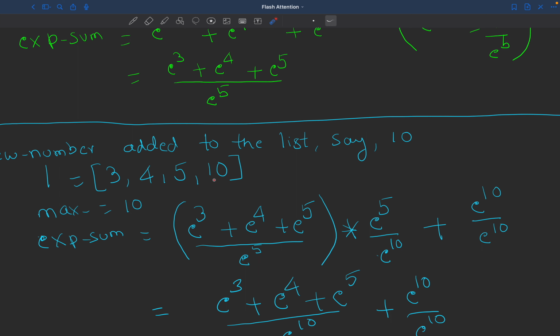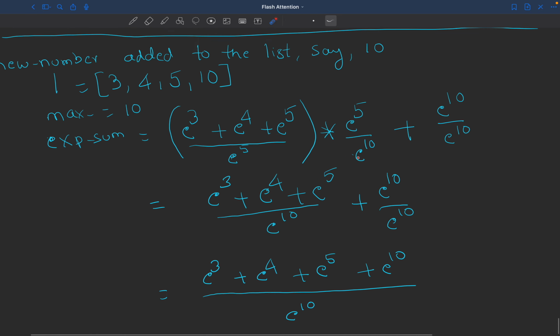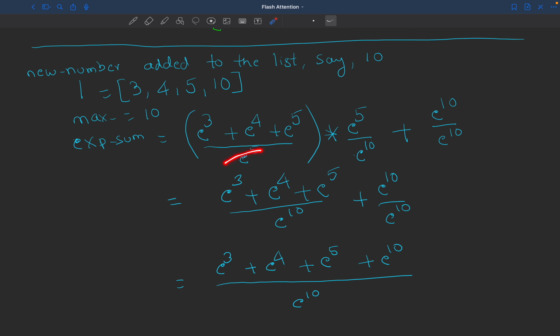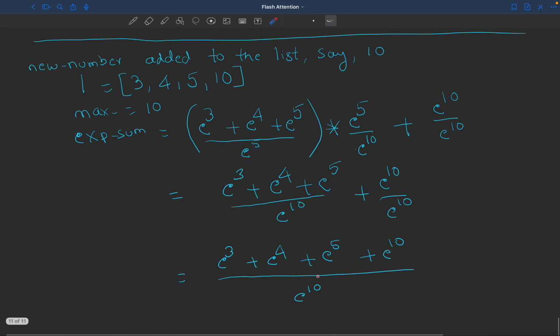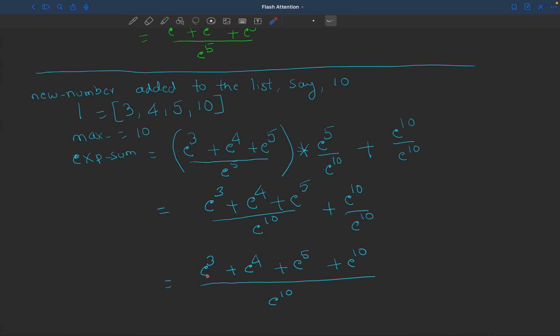That means that e raised to 10 minus 10, that's what it is trying to say here. Now if we solve this equation, e raised to 5 will get cancelled here, and then e raised to 3, 4, 5 divided by e raised to 10, and then e raised to 10 by e raised to 10, and overall all the equations boil down to e raised to 3 plus e raised to 4 plus e raised to 5, e raised to 10 divided by e raised to 10.